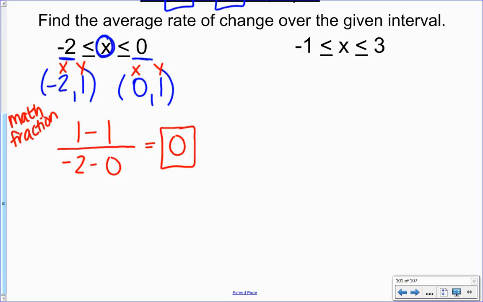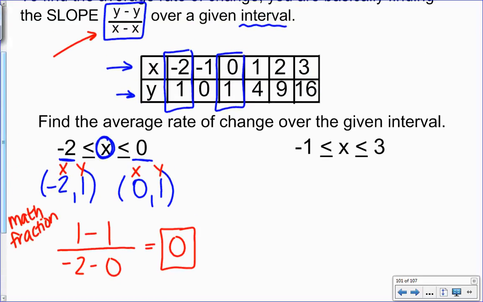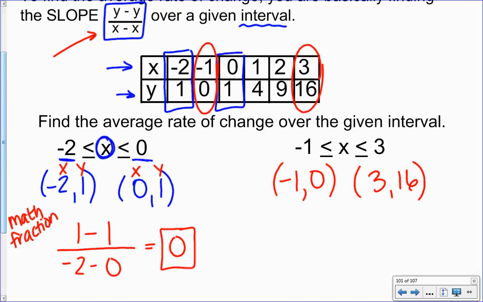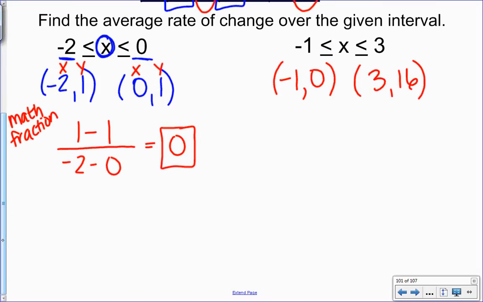All right, for the next one, we want to use the x values -1 and 3. So I'm going to go back to my table, and we've got -1 and we've got 3. So this time we want to use the ordered pairs -1, 0, and 3, 16. So again, we want our y's on top. So let's see, 16 minus 0 on top. Now, because I started with 16, I have to start with the x value of 3. Then I've got minus, because that's part of my formula, -1.